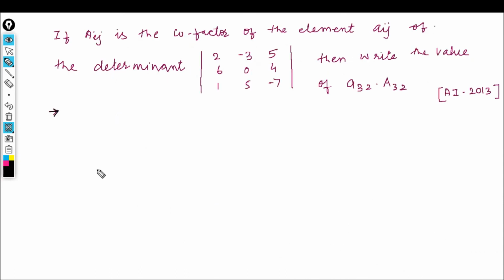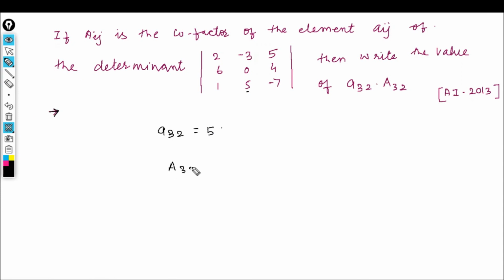So let us see, this is one of the different and important questions. If Aij is the cofactor of the element small aij of the determinant, write the value of A32. So what is A32? This is the element which lies in third row and second column. 1, 2, 3, third row, second column. This is 5.